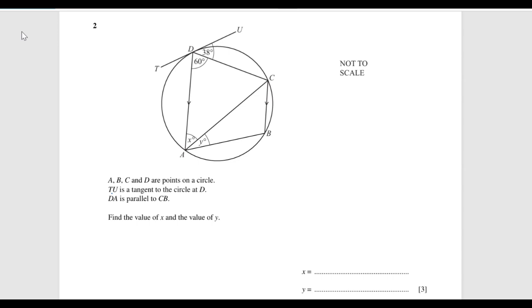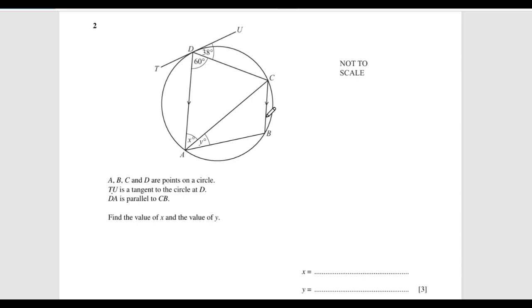You can see in this question all of the information is projected in a very good manner, but let us just read this question once. TU is the tangent of the circle at D. So this TU is the tangent of the circle, and DA is parallel to CB. So this line and this line are parallel to each other, and we have to get x and y.